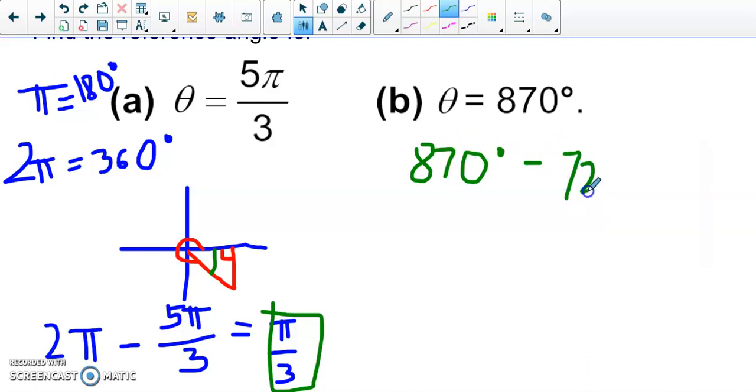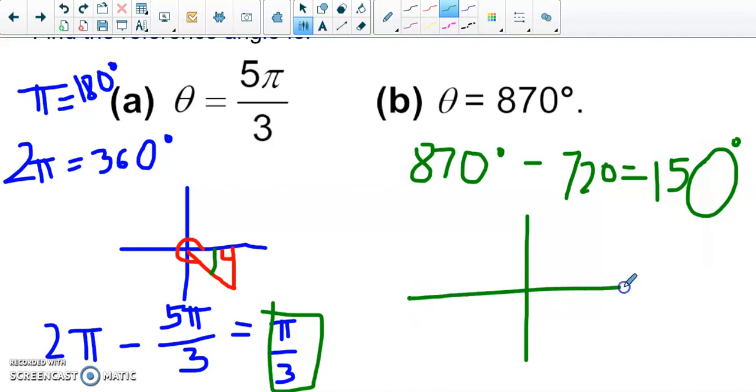Okay, so now when I draw that, how will we draw this angle? Let me just show you. We will go around twice: 1, 2, that's two full circles, and then 150. So 90 is here, and then we're still left with 60 degrees. So it will be 60, and that will be our angle of 870 degrees.